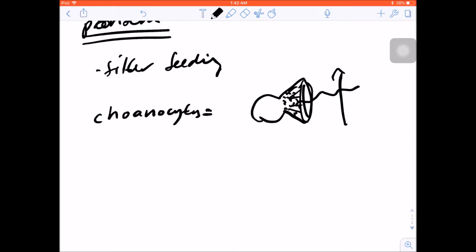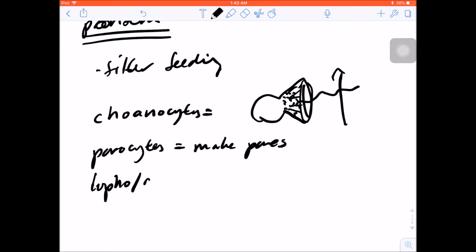Okay, the next one in the slides that they want you to know about are the porocytes. So these are going to be the cells that make the pores, or the cells that line the pores of the sponges. And we'll get into the pore structure in a little bit. Let's go over the cell types first. Next, you'll have lophocytes and collenocytes, which make collagen. And that kind of acts as the extracellular matrix that binds all these different cells together.